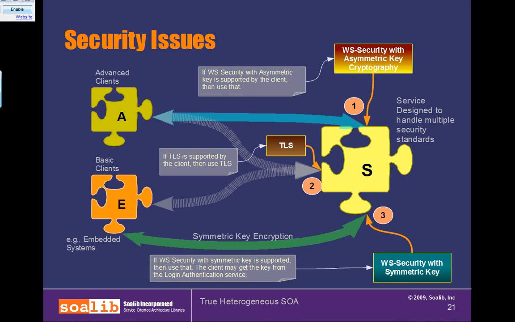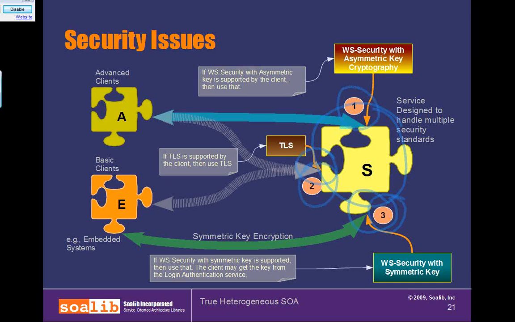In this slide, there is a service that can handle 3 things. It can handle WS-Security with an asymmetric key algorithm. It can handle HTTPS, and it can also handle symmetric key. So if you are building a very interoperable and heterogeneous service, and you want all the service consumers to consume this service, make sure that you offer all 3 of these.